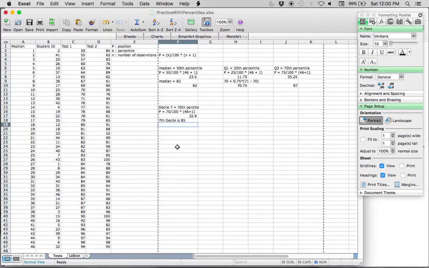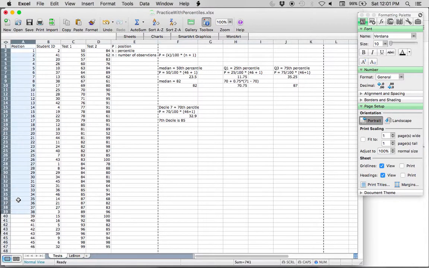All right. So you can do the same thing with the third decile. That'd be 30 divided by 100 times 46 plus 1. Okay. The 5th decile is the same as the median. Okay. So that's decile. Know what a decile is. And again, this is all talking about the relative position of our data points.